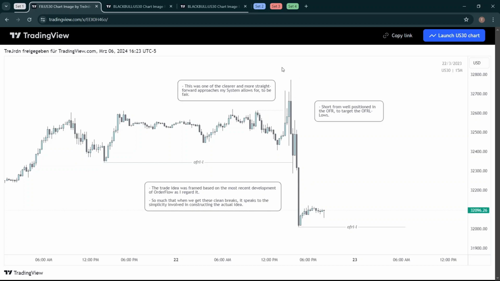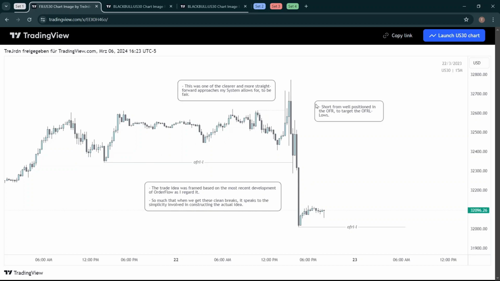And I reckon this was subsequent to FOMC, I think. But we get a subsequent sweep of a high, and then we proceed to clear this order flow range liquidity low, which was interesting in itself. So all of a sudden we got a couple of things happening. One, the liquidity sweep. Two, a switch in order flow, and three, the order flow range liquidity being cleared.